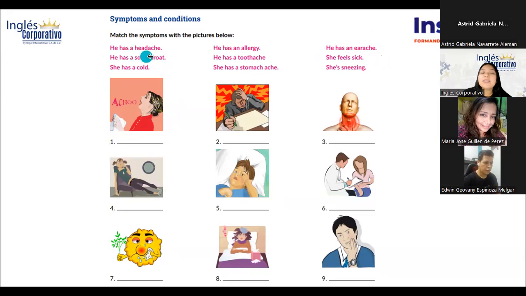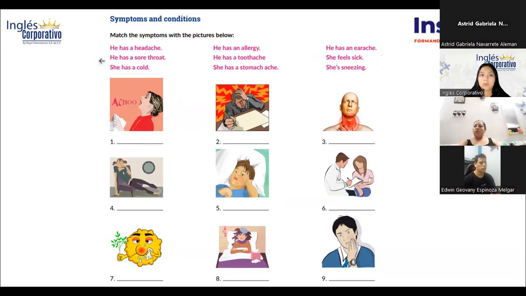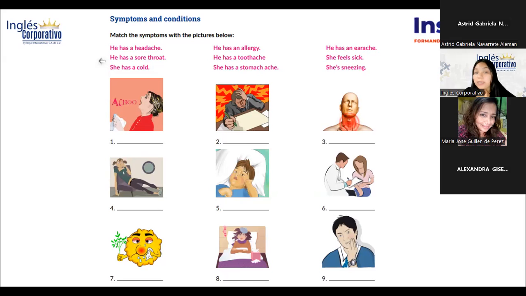Okay, he has a headache. Headache. Excellent. Así. He has a sore throat. What is a sore throat? Él tiene un dolor de garganta. Dolor de garganta. So, in this case, decimos he has, porque decimos él tiene, pero si usted quiere decir que usted tiene, va a decir I have a sore throat, o puede decir I have a headache, okay?